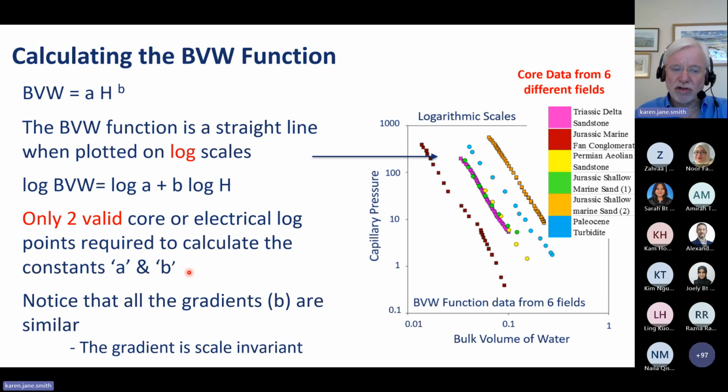So even though we're looking for 2 constants, A and B, the B is actually the same between all of them. It's 0.42 perhaps. And yes, the answer is 42. This gradient is scale invariant. So you can change this axis from capillary pressure to feet to meters, and the gradient will be the same. Now, the difference between these depends on the average pore geometry of each of the fields, as I'll explain later. So this is how we calculate our BVW function.